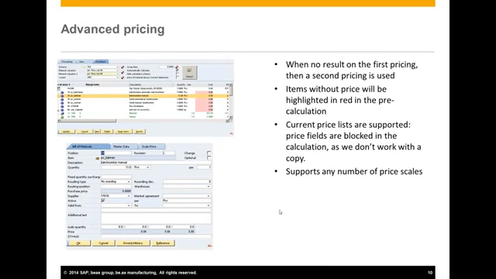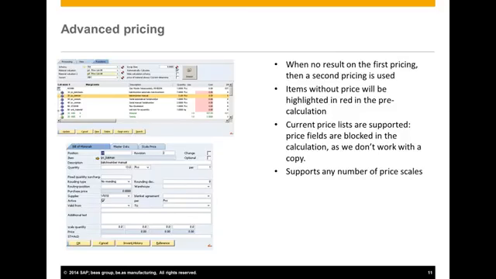I'd like us to look at advanced pricing. In pre-calculation, the second price has been activated, meaning that if the first price does not give a result, then the second price will be used. However, if there is no second price, the entry will be marked in red in pre-calculation. As you can see, that basically means that we don't have a second price, and therefore the entry has been marked as red. And that setting, one needs to configure in our configuration wizard.